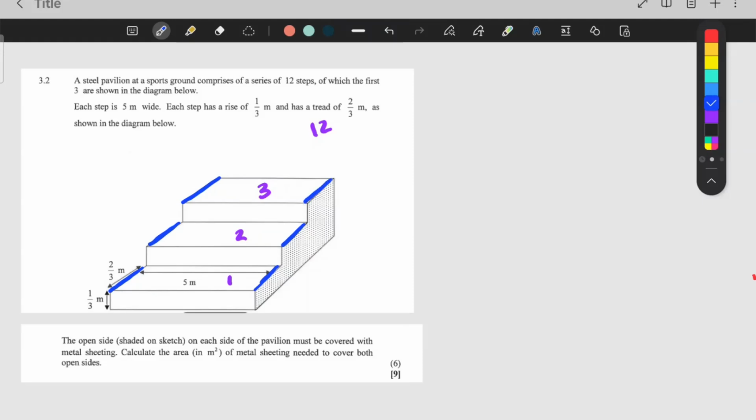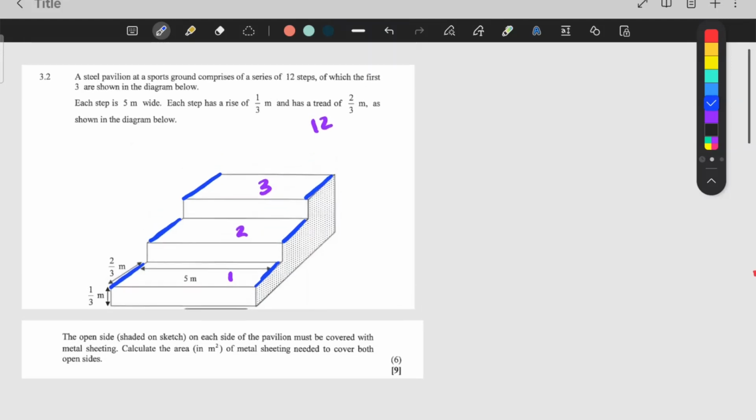Okay, and now the question is the open side, so this open side, this shaded part on the sketch. On each side of the pavilion, so this open side and this open side that you can't see, it must be covered with metal sheeting. Calculate the area in meters squared of metal sheeting needed to cover both sides.